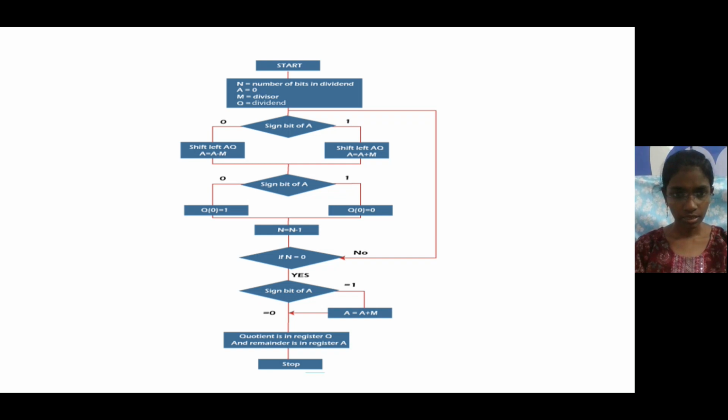If sign bit of A is not minus 1, you need to go to the next step. Quotient is in register Q and remainder is in register A. Here you may get the final answer and you may stop the procedure.